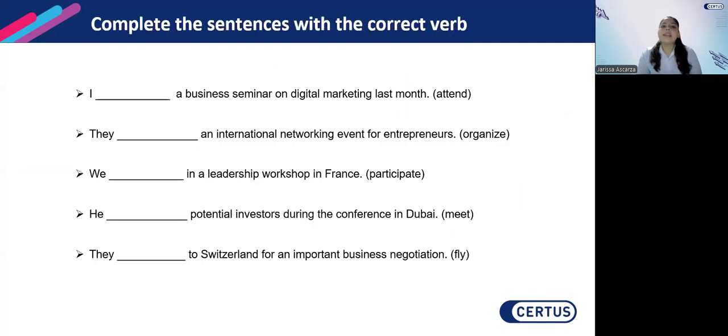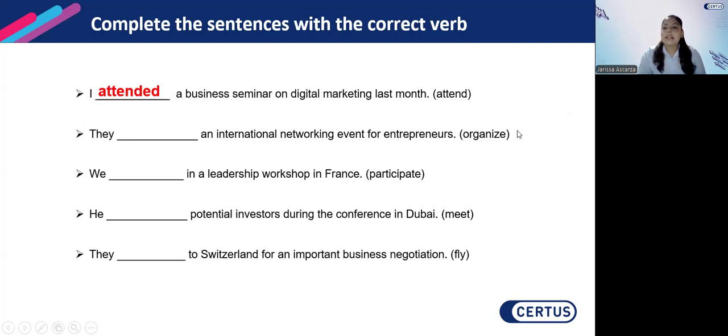So let's complete the sentences here with the correct verb. I am going to help you: the first 3 sentences are regular verbs. The final 2 are irregular. The first 3, we are going to follow the rules, okay? So they say, "I blank a business seminar on digital marketing last month." And the verb here is attend. So we are going to follow the general rule. So what do we have to do? Just add ed. I attended a business seminar on digital marketing last month.